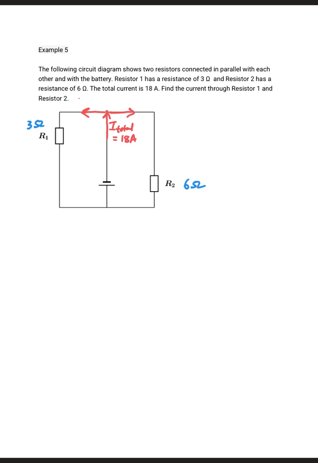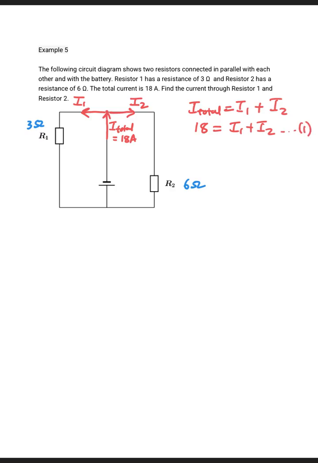So we're going to have I1 here, and we're going to have I2 here. And then from this, we can generate the first equation. So we're going to have I total is equal to I1 plus I2. But I total is 18, so 18 is equal to I1 plus I2. Then we'll call this equation 1.